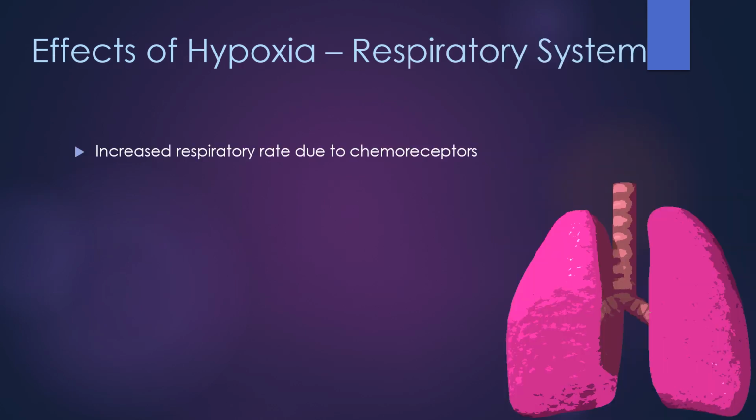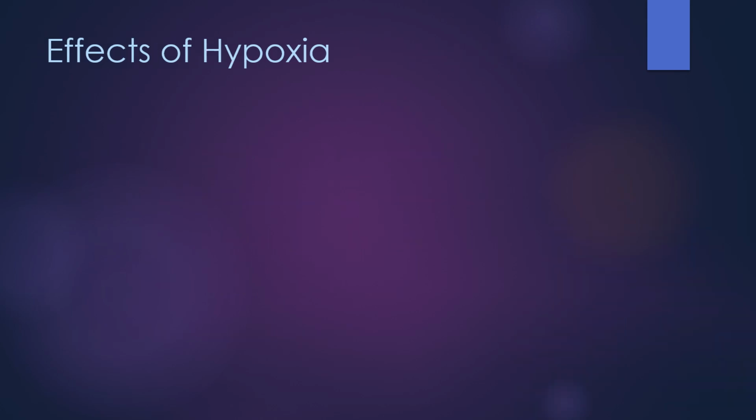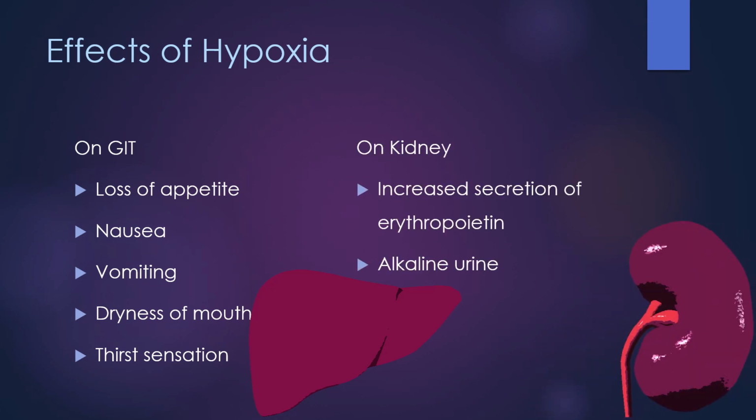Effects of hypoxia on the respiratory system. It increases the respiratory rate due to the stimulation of chemoreceptors, and a large amount of carbon dioxide is washed out, leading to alkalosis. Respiration becomes shallow and periodic, due to depression of the respiratory center from poor supply of oxygen. Then the rate and force of breathing decreases. On the gastrointestinal tract, there will be loss of appetite, nausea, vomiting, dryness of mouth, and increased thirst sensation. On the kidney, it increases the secretion of erythropoietin and alkaline urine due to the washout of carbon dioxide during breathing.